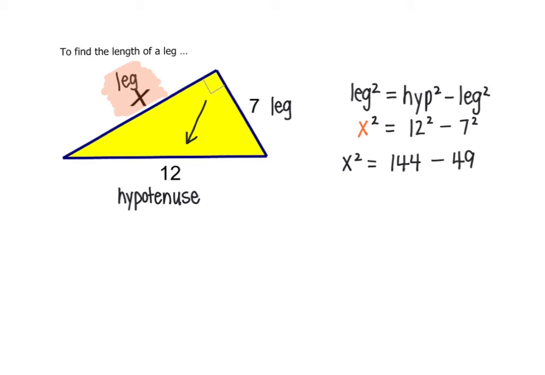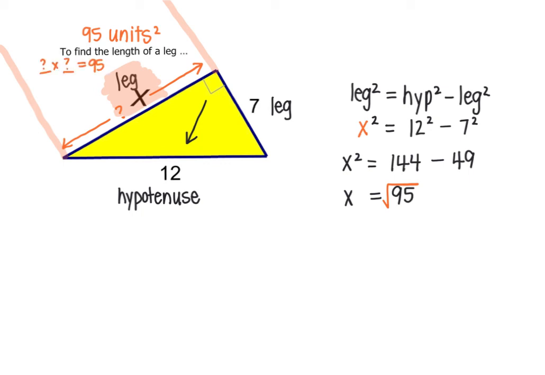From here, we'll simplify by subtracting. 144 subtract 49 will give us 95. That means we have x squared equals 95. This means that the square on the side where the x is located has 95 as its area. But we don't want to know the area, we want to know the side length, so we will have to take the square root. We need to know what number times itself will give us 95.